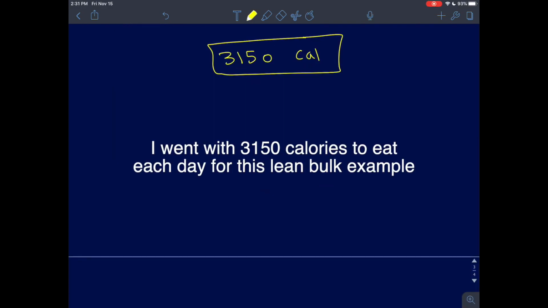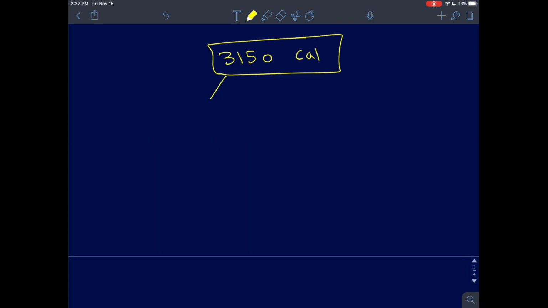Okay, so now that we have our lean bulk calories set up, we can break it into macronutrients. This is how we would do that. We get protein here, carbs here, and fat here. Protein, carbs, and fat.